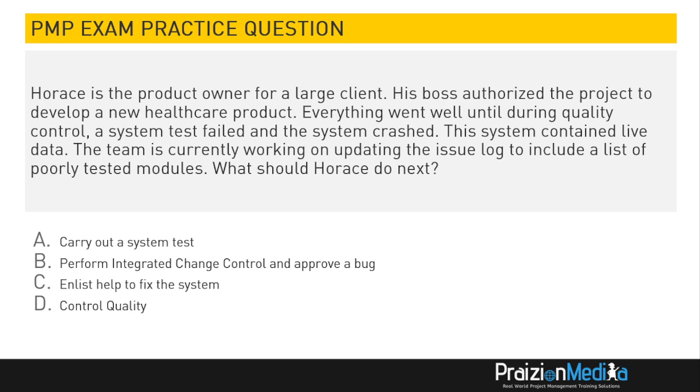Okay. This question should be very familiar. So, without much ado, last time we saw it, it wasn't A, it wasn't B, and it wasn't D. It is C, enlist help. The reason it's not control quality is you are in control quality already. Okay? Let's move on to resources.